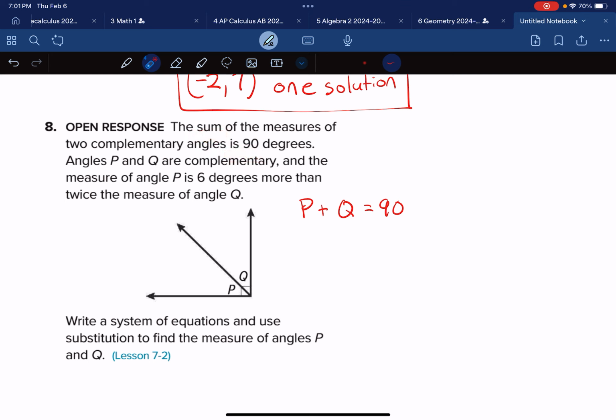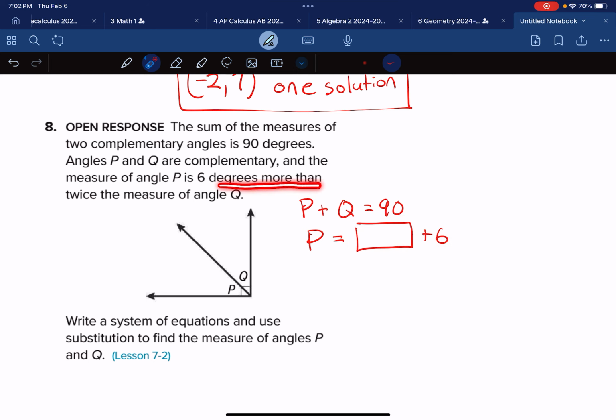And then from there, I want to say the measure of angle P. So I'm just going to say P. The measure of angle P is, again, whenever you see the word is, past, present, or future tense, that always means an equal sign. So now, equal sign, 6 degrees more than, which means I'm going to do something, and then I'm going to add 6 to it. Just like the words less than used to mean do something and then -6, more than means do something and then add the 6.